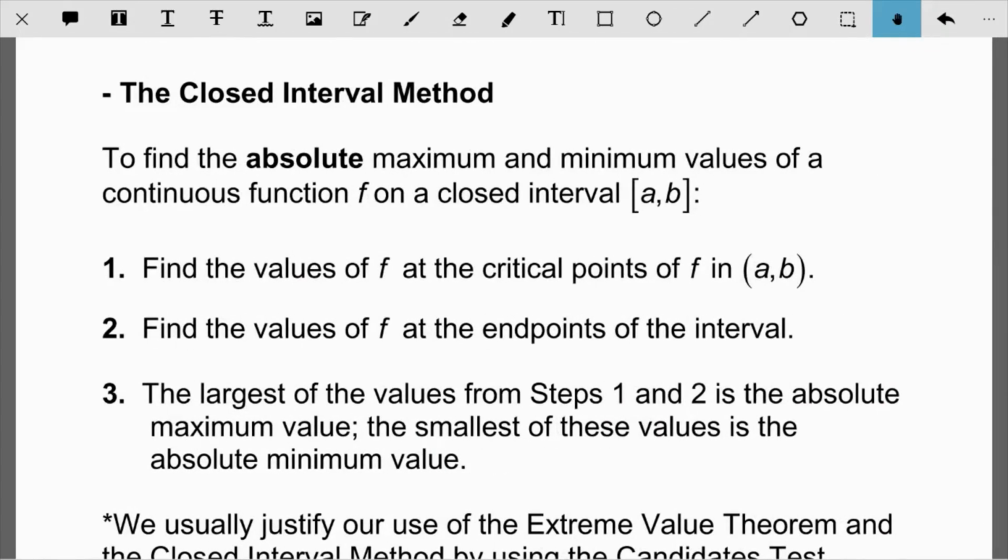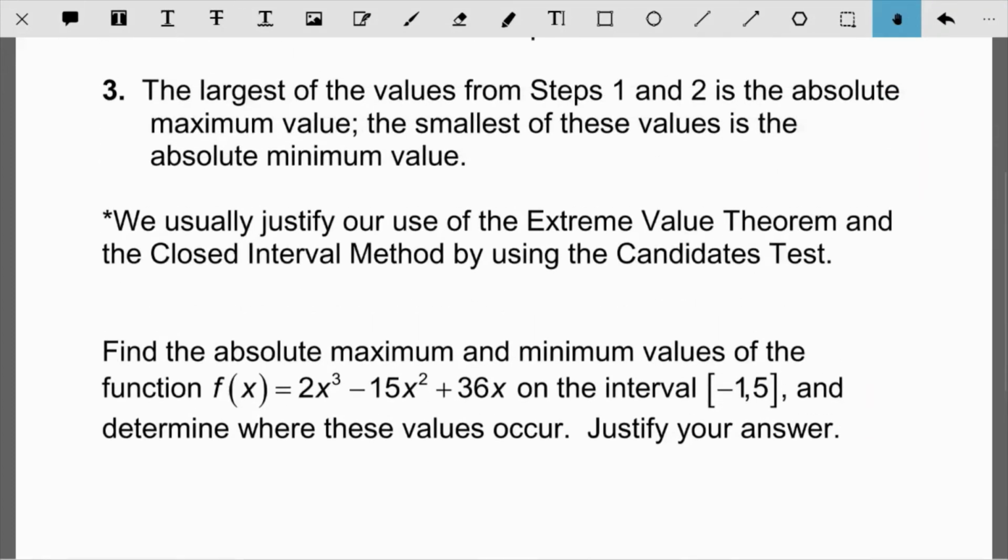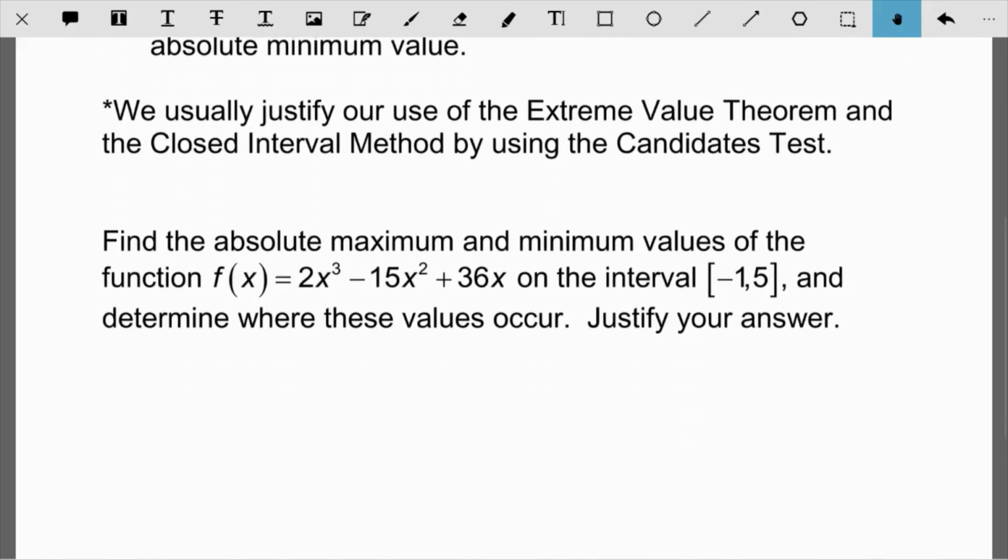We're using the extreme value theorem and combining that with that corollary that we know for sure if we have a function that's continuous on a closed interval, there has to be an absolute max and an absolute min, and it has to occur at a critical point or an endpoint. Okay, so let's go through and talk about how we would actually use this.